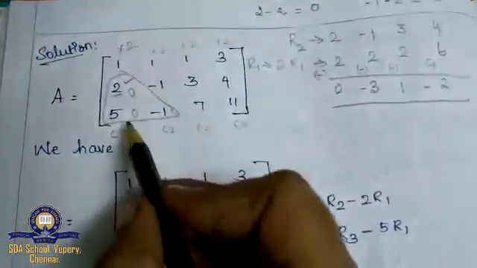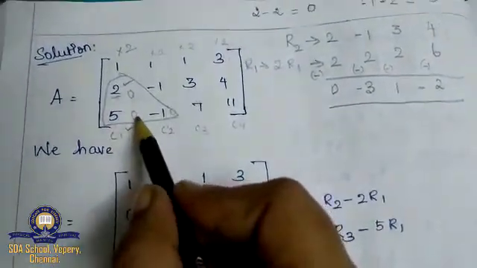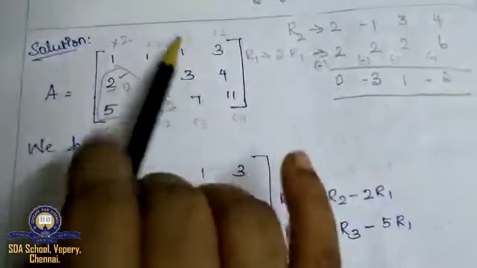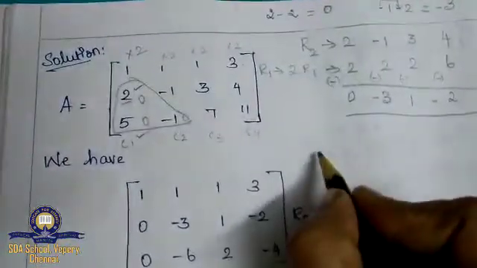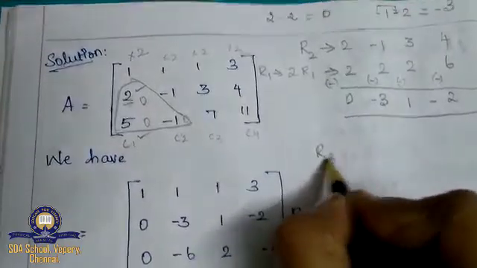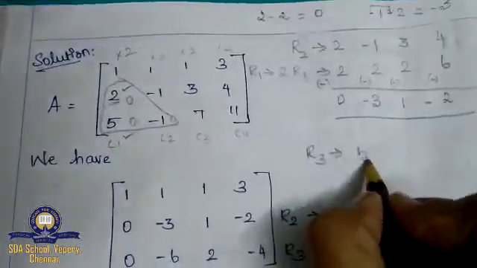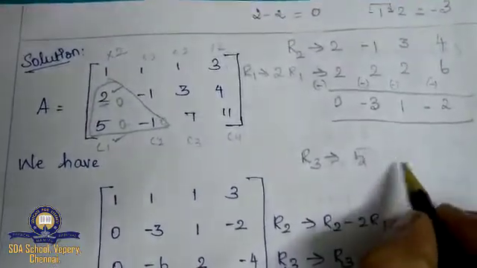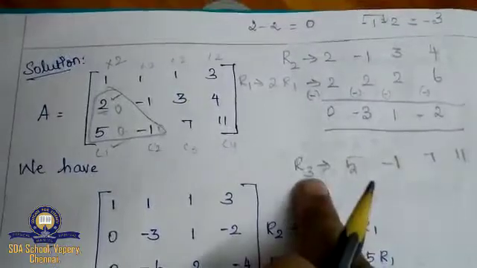Next part is what? I need to make my 5 as 0. Similarly, what we did for row 2, we are going to do for row 3. So first I am going to write the row 3 value. So what is the row 3 value? 5, minus 1, 7, 11. This is my row 3 value.